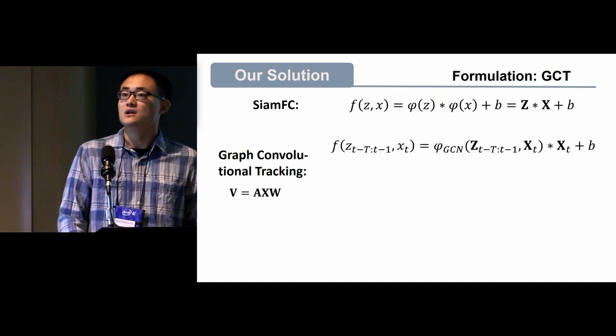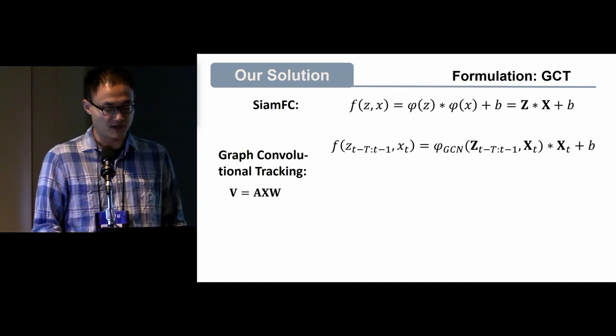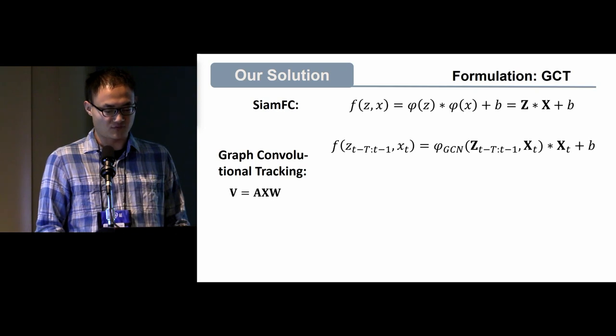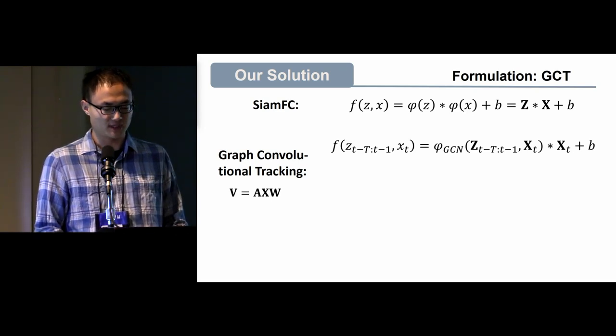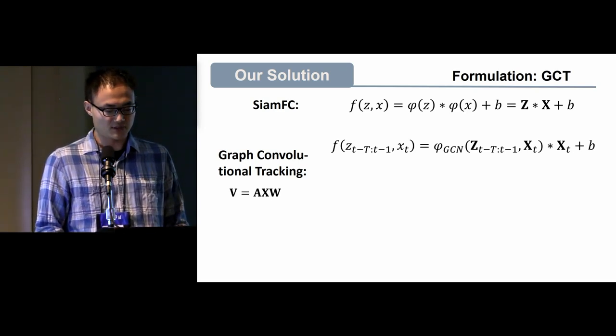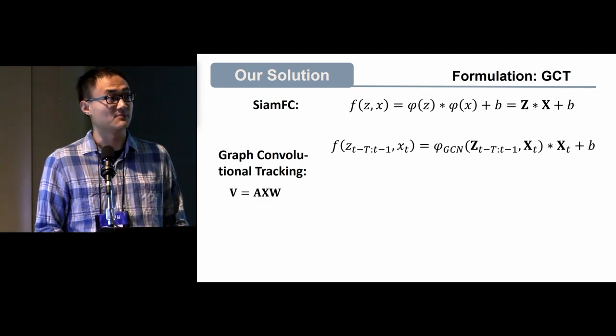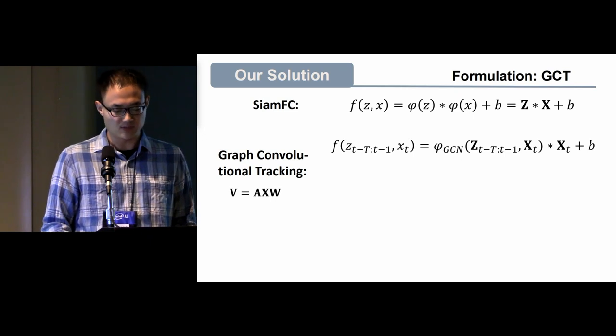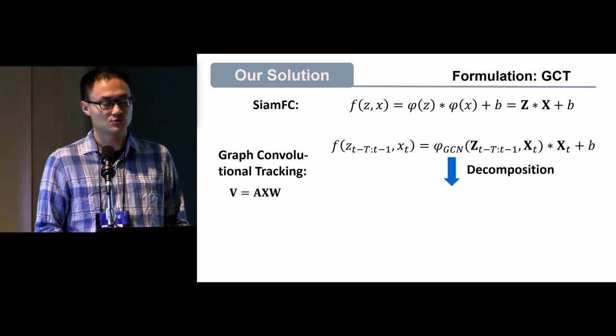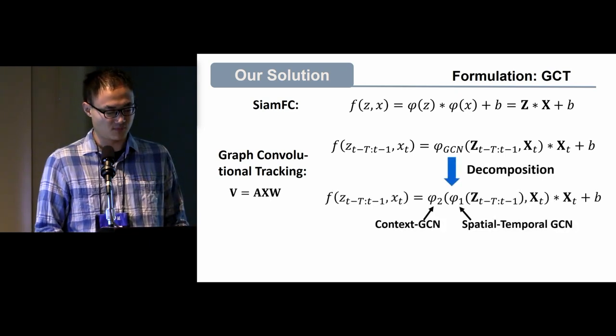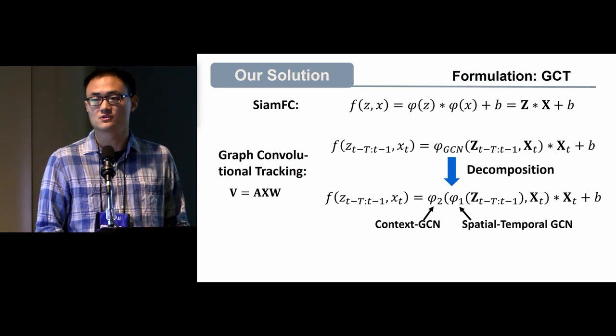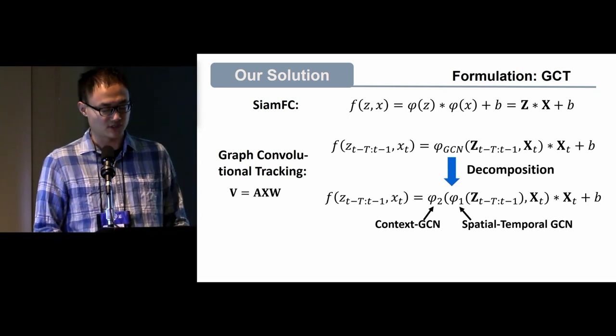However, learning phi GCN is not efficient since it suffers from high computational burden for modeling the message passing between current context information XT and each of the historical exemplar embeddings ZTs. To reduce the computational cost, we further decompose GCN into two sequential graph convolution modules named spatial-temporal GCN, STGCN phi 1, and the context GCN, CTGCN phi 2.